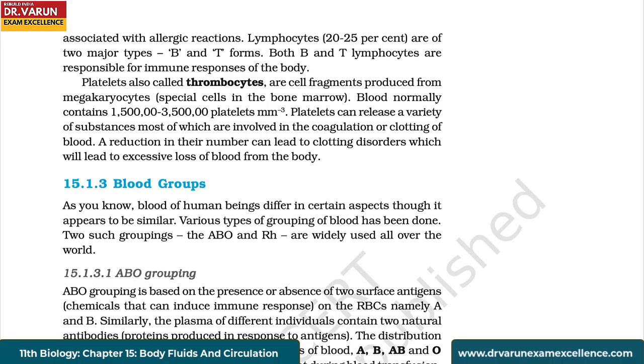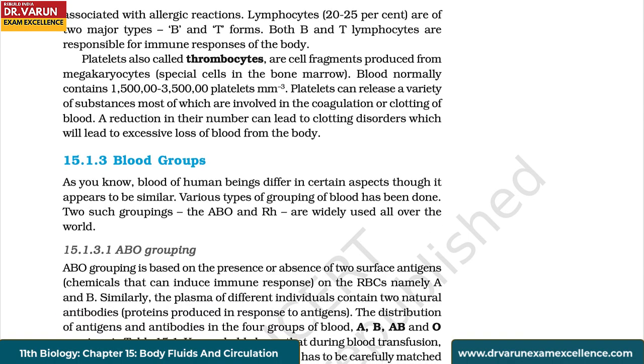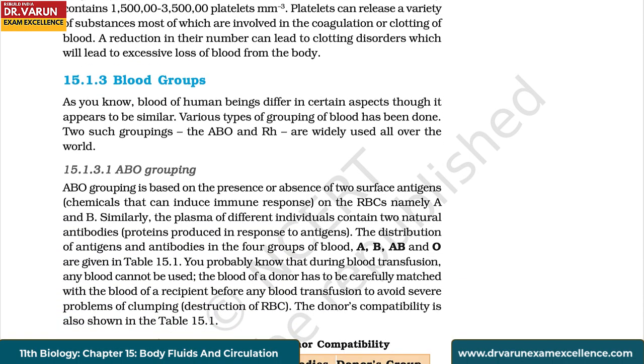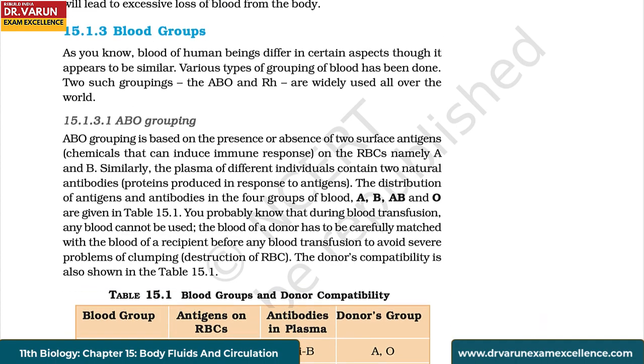Platelets can release a variety of substances, most of which are involved in the coagulation or clotting of blood. A reduction in their number can lead to clotting disorders, which will lead to excessive loss of blood from the body. Blood groups. As you know, blood of human beings differ in certain aspects, though it appears to be similar. Various types of grouping of blood has been done. Two such groupings, the ABO and Rh, are widely used all over the world.